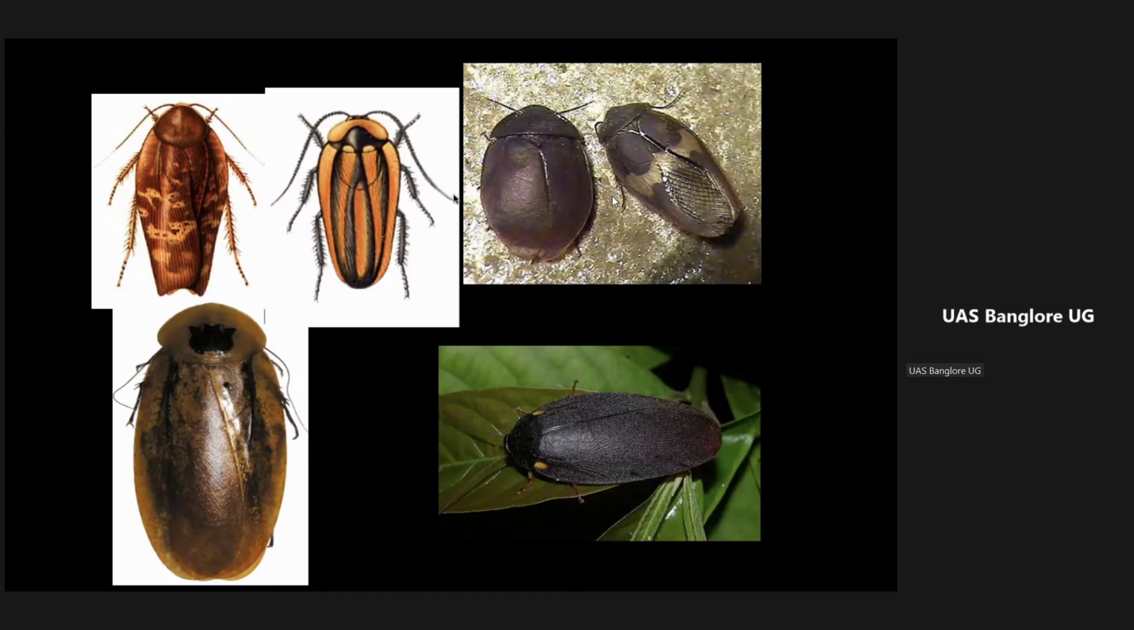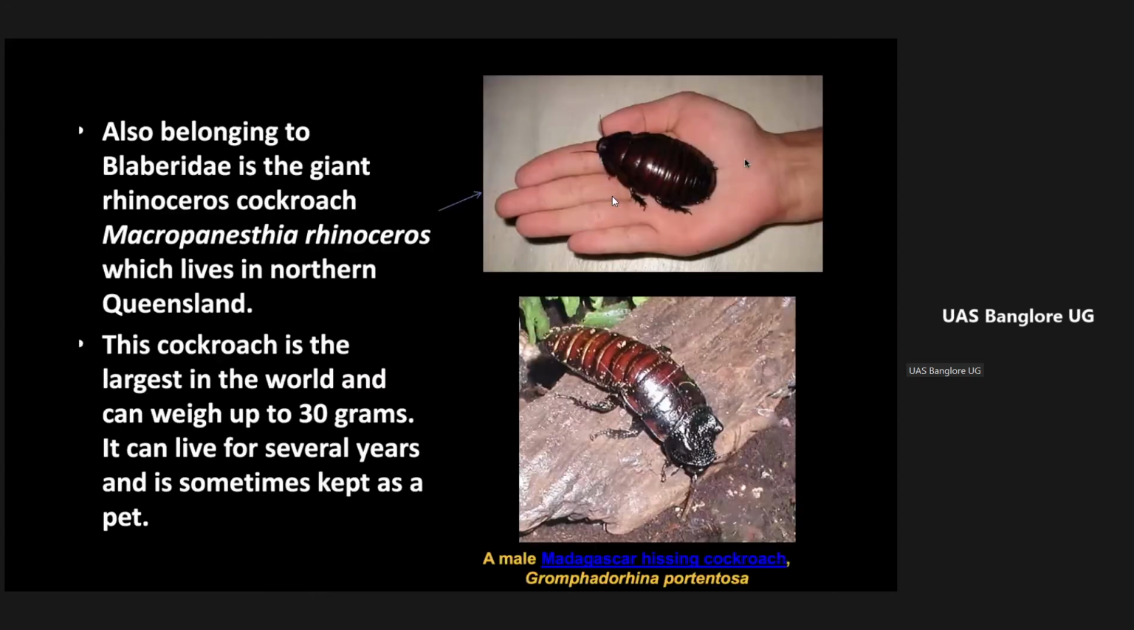Okay, so I was telling you about the largest, the rhinoceros cockroach. It is almost the size of your palm. It is one of the largest cockroaches, Macropanesthia rhinoceros, which lives in northern Queensland. It is nothing but your Australia. I'll not get into all those things.